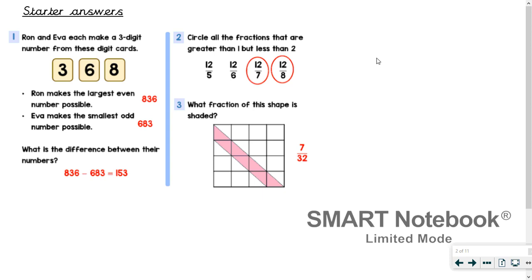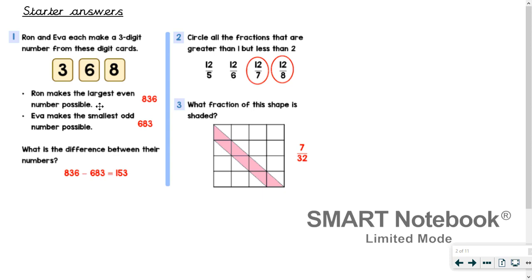The first one: Ron and Eva each make a 3-digit number from these digit cards. We've got 3, 6, and 8. Ron makes the largest even number possible. Now we know even numbers have to end with 0, 2, 4, 6 or 8. So there are 2 options for the number that goes into the ones column: we could have 6 or 8. Now if we put 8 in there, that means 6 would be our biggest hundreds number, but if we put 6 in there, 8 is our biggest hundreds number. So it's 8, 3, 6.